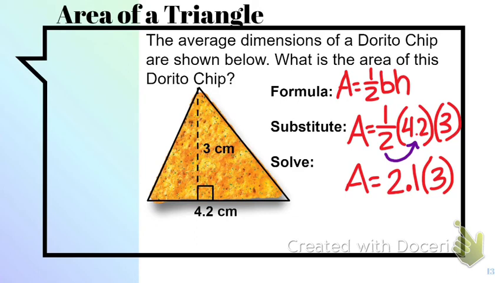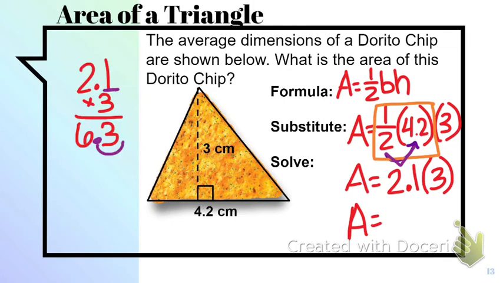Sometimes I have a strategy of saying, okay, this is the part that I've already done, so I don't accidentally bring those down. I also kind of caret this down and say that's what I've done. Then you just need to finish up with that multiplication, and the area of a Dorito chip would be 6 3/10 centimeters squared.